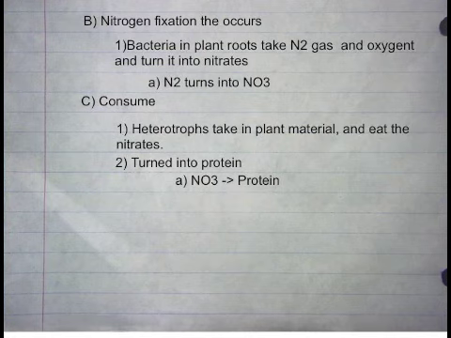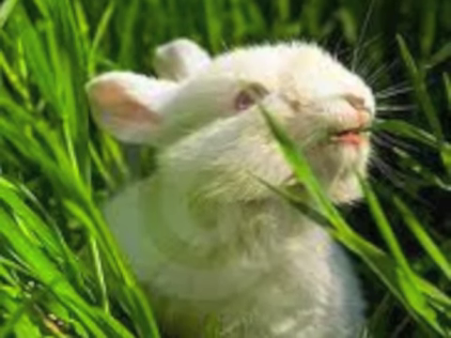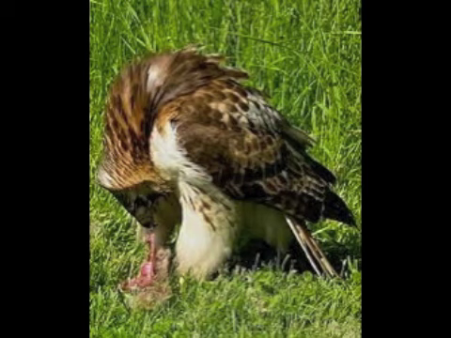Consume. Heterotrophs take in plant material and eat the nitrates, which are turned into protein. NO3 then becomes protein. Since consumers can't fix nitrogen on their own, they must get it from plant material. It is then exchanged between higher consumers and detritivores and turned into protein.